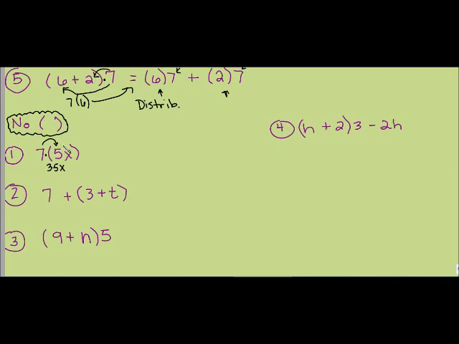Now, this is considered one term. So it's 7 times the one term. I'm not going to say 7 times 5, 7 times x. I'm going to say 7 times 5x. In this case, all I do is multiply my numbers. And so I get 35x.